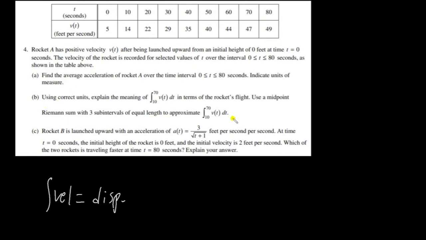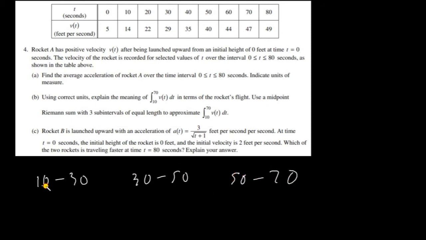Okay, the second part of part B, use a midpoint Riemann sum with 3 subintervals to approximate it. So the way we'll do that is we first need to figure out what the length of each subinterval is. So we're going from 10 to 70, right? And then we're doing it in 3 equal subintervals. So each subinterval is going to be 20 long, right? The first is going to go from 10 to 30, and then it's going to go from 30 to 50, and it's going to go from 50 to 70. These are the 3 subintervals that we're going to do. Okay? So, let's erase that. Okay, so each subinterval is going to be of length 20, right?